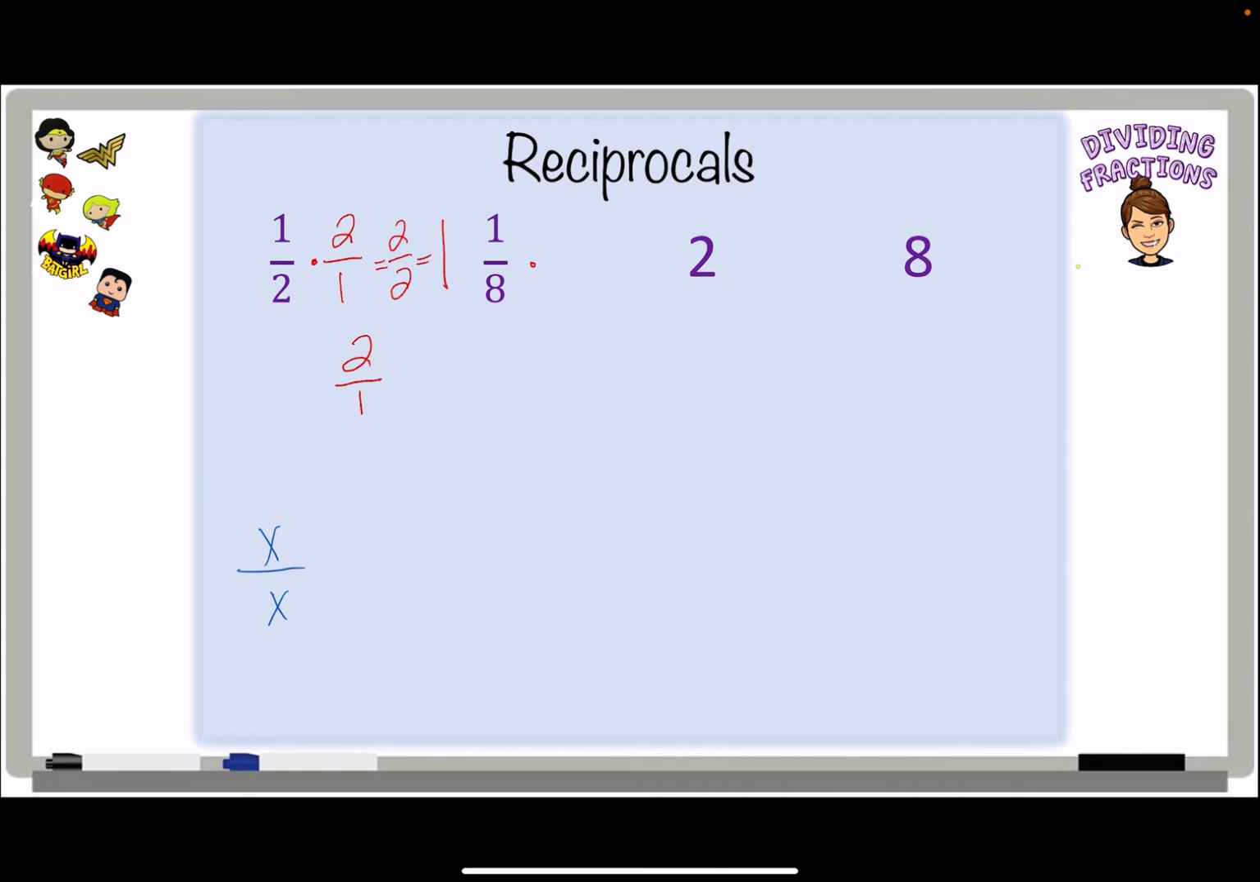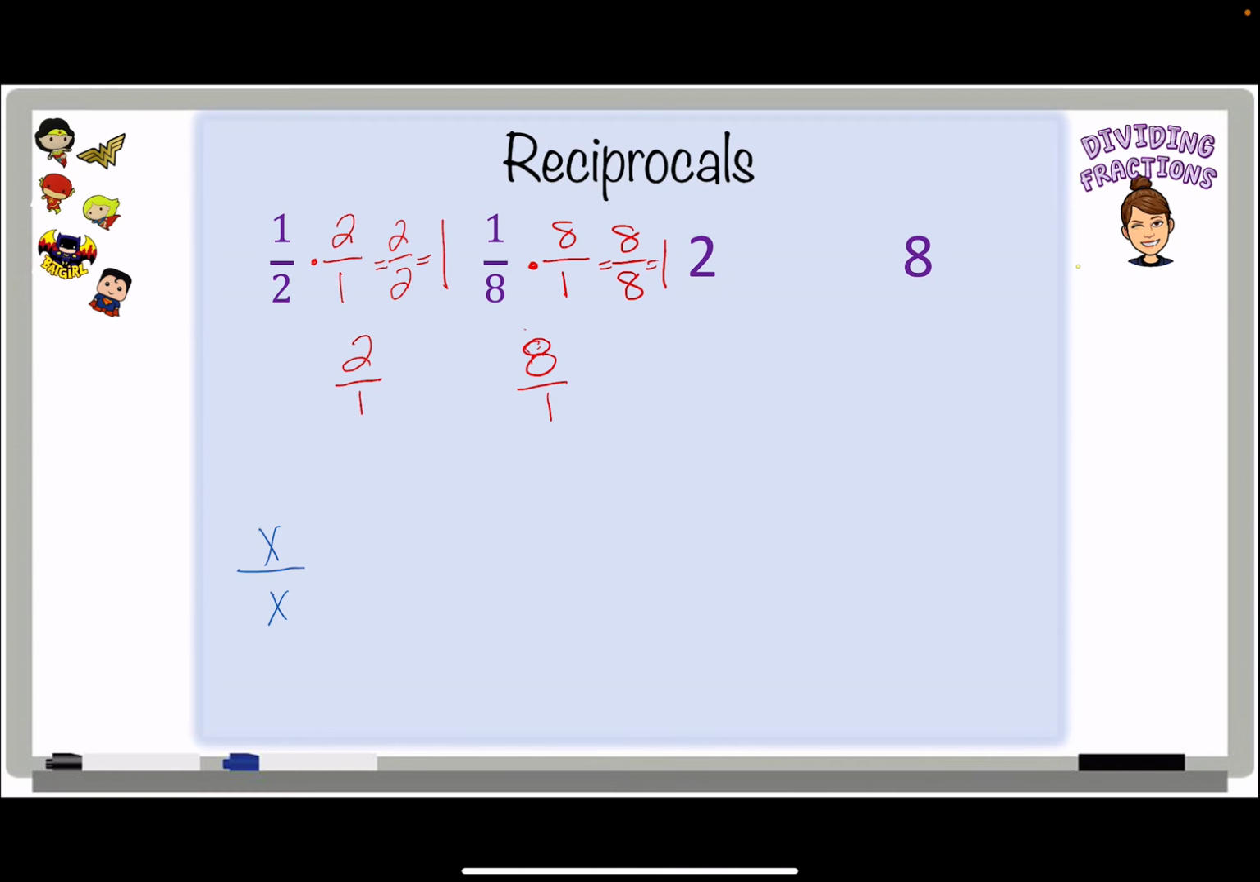Okay, same thing here. Let's try it. I would take the denominator, put it on top, take the numerator, put it on bottom. I get 8/8, which is equal to 1. So the reciprocal of 1/8 is 8/1.